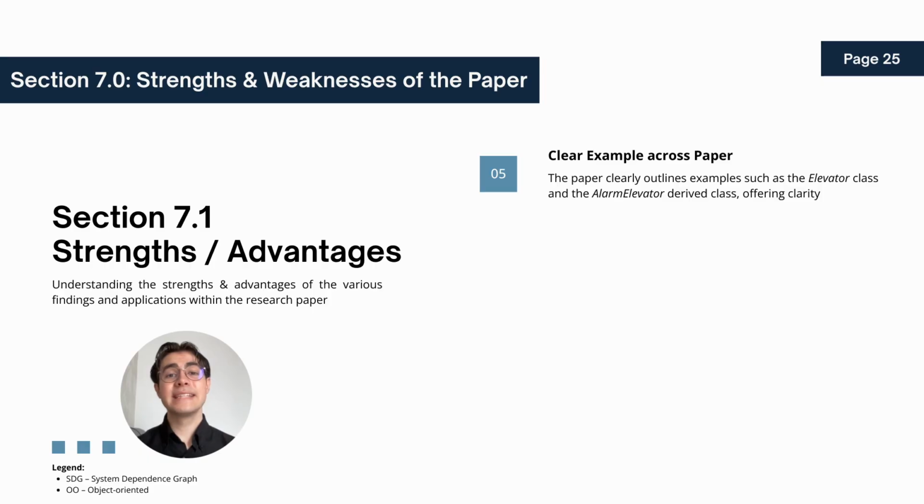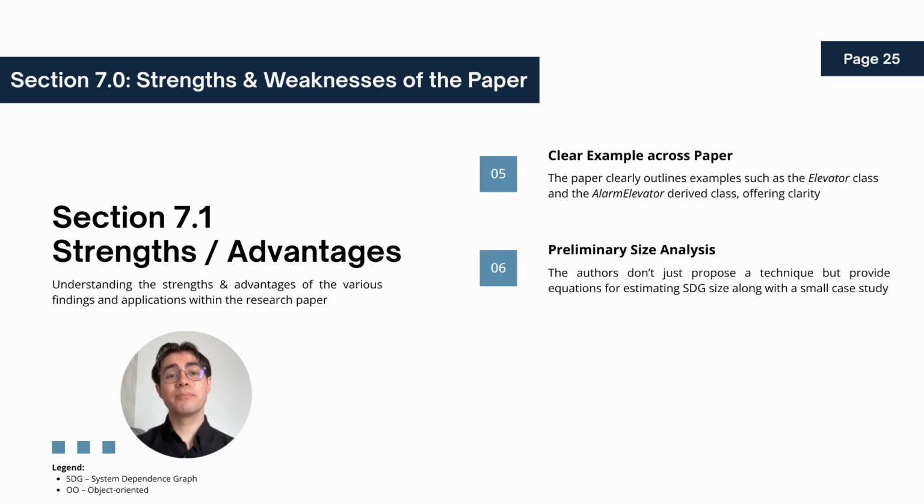The next strength is clear examples throughout. The paper uses a running example with an elevator class and an alarm elevator derived class. This makes the concepts tangible and easier to understand. The figures clearly show how the graphs are constructed and how slices work on them, which is important for new readers to understand.